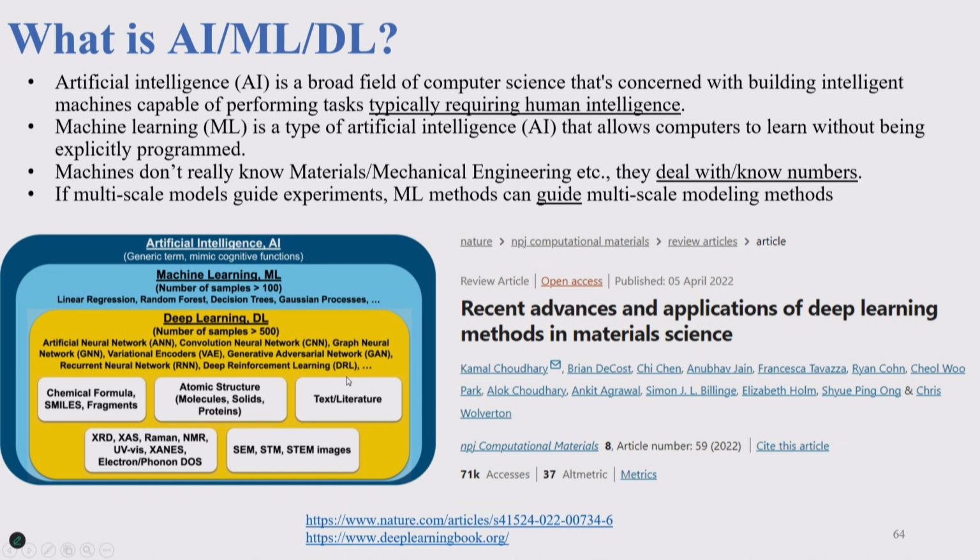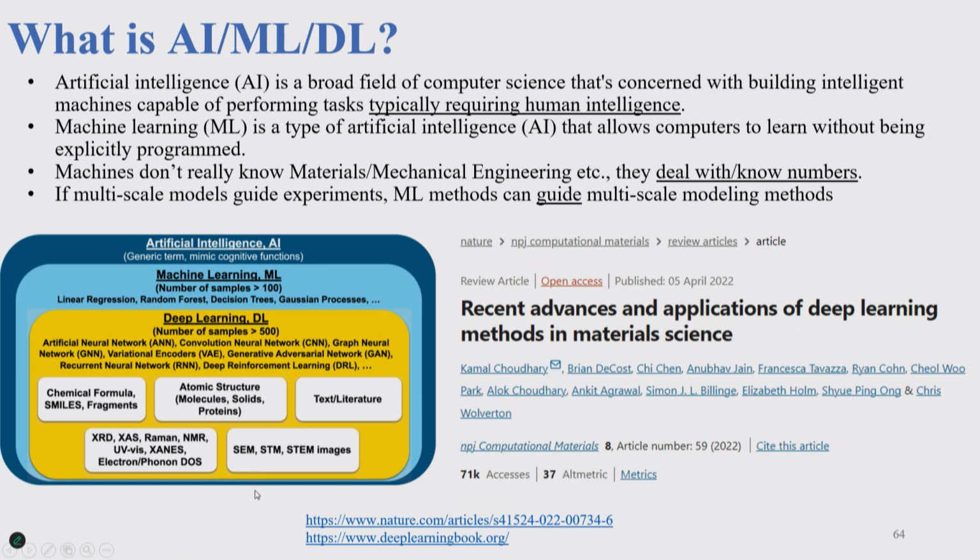Okay, and in deep learning, especially for material science, we have 5 types of data. It can be a chemical formula, like aluminum oxide, or a SMILES string, which maybe you learned about in yesterday's session. Atomic structures can come from molecules, solids, proteins. Then text, literature, spectra such as XRD, NMR, and so on, and images such as SEM, STM, STEM, and so on. So one way or another, you are dealing with this domain, at least in material science.